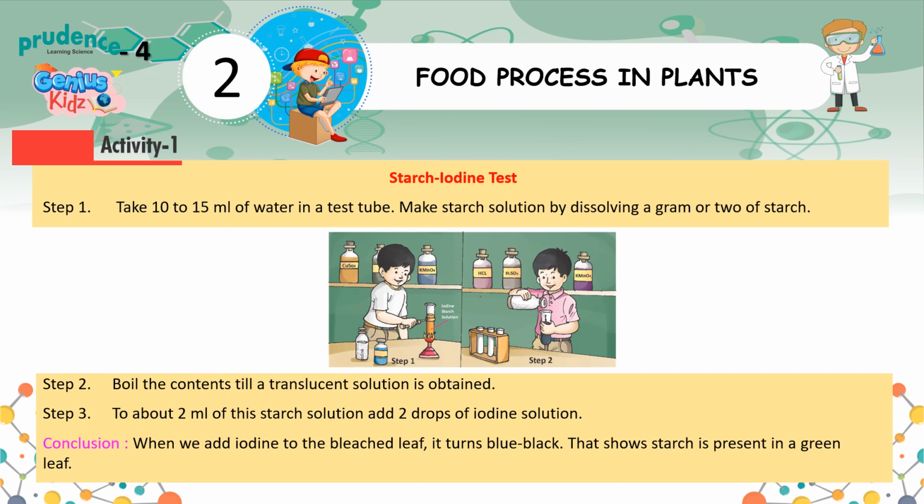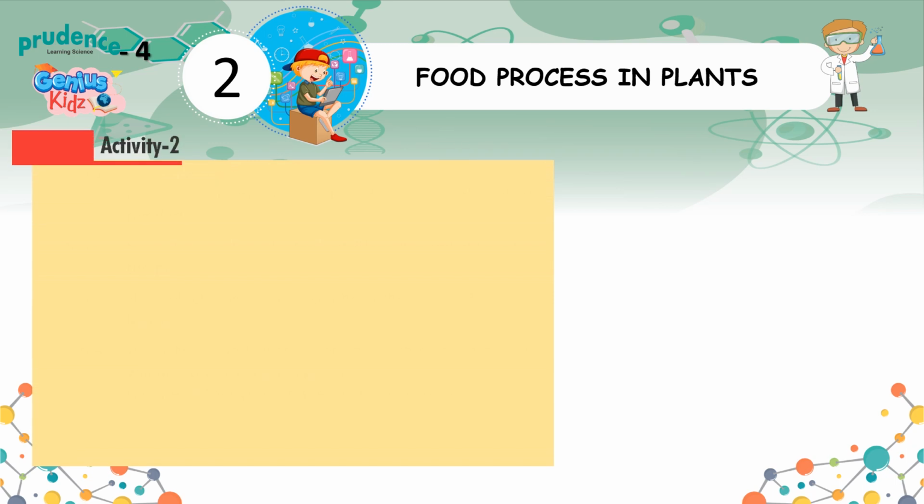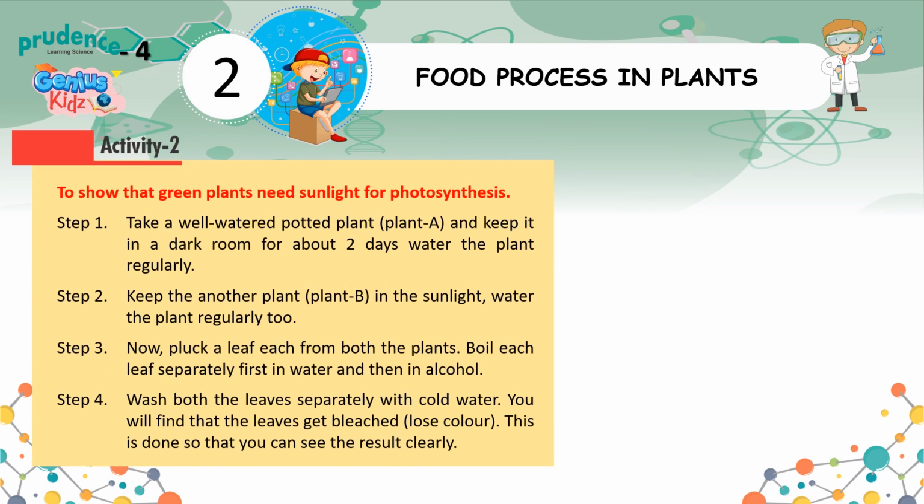Conclusion. When we add iodine to the bleached leaf, it turns blue-black. That shows starch is present in a green leaf. Activity 2. To show that green plants need sunlight for photosynthesis. Step 1. Take a well-watered potted plant, plant A, and keep it in a dark room for about 2 days. Water the plant regularly.